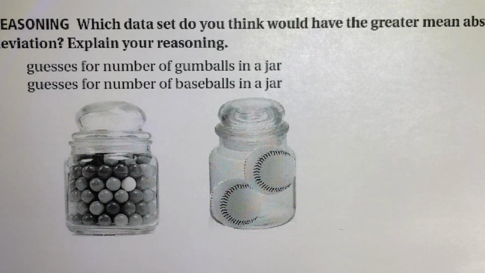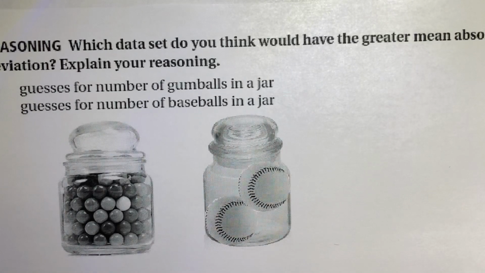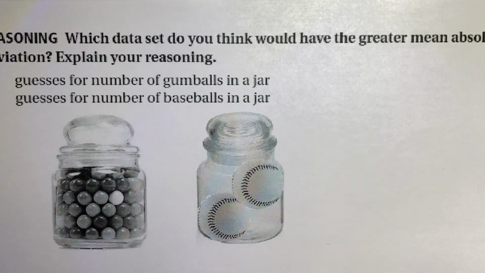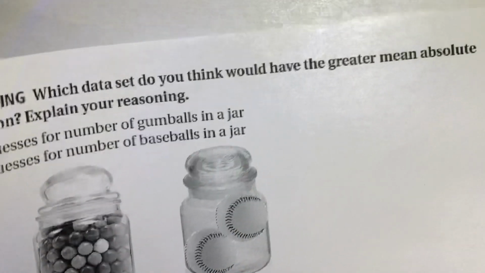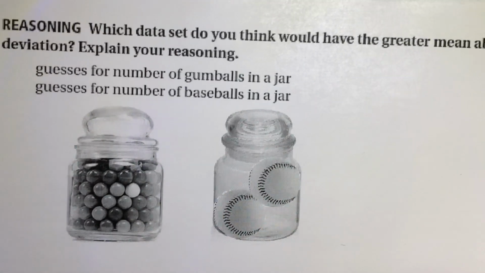People aren't going to really know how many gumballs are in that jar, and so the data is going to vary. We're going to have people guessing as few as maybe 15 or 16, some people guessing something in the hundreds. Whereas with this, it's pretty obvious there's 2 baseballs in that jar, and even if there are a couple more because they're big, your data is going to be pretty close. You're not going to have people guessing 100 there, all right? And so what we're going to realize is that when data is further spread out, it's going to have a greater mean absolute deviation.